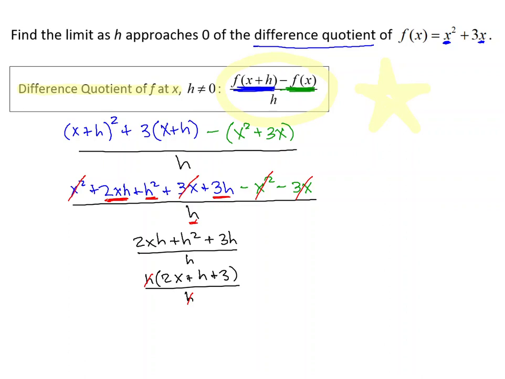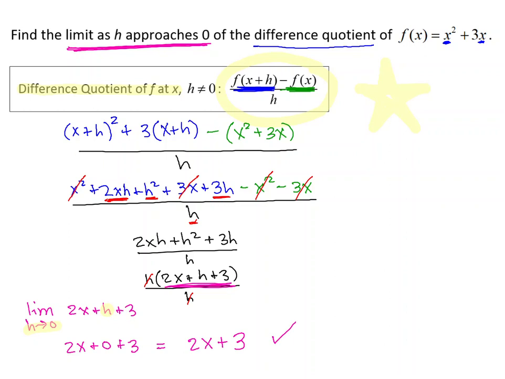With what we have left, let's go ahead and set up our limit. The limit as h approaches 0 is what we need to write. The limit as h approaches 0 of 2x plus h plus 3. Using our direct substitution, 0 into the h will look like this. 2x plus 0 plus 3, which, while it is a valid answer, can easily be simplified to 2x plus 3. And we're done.